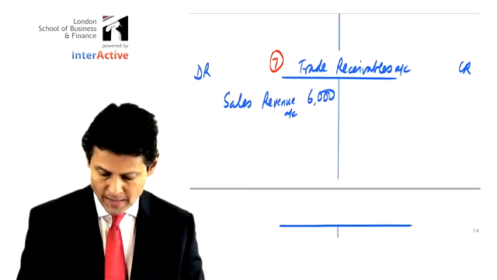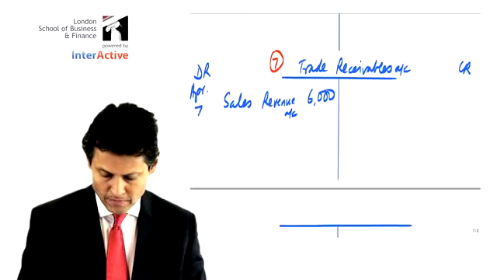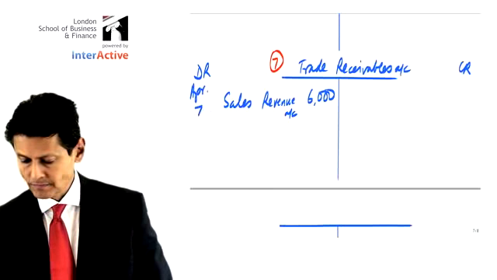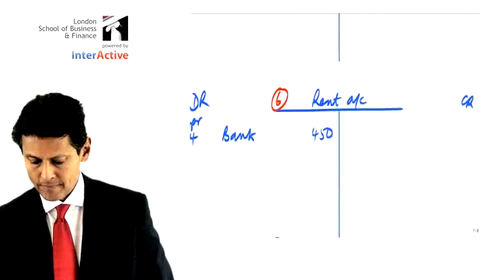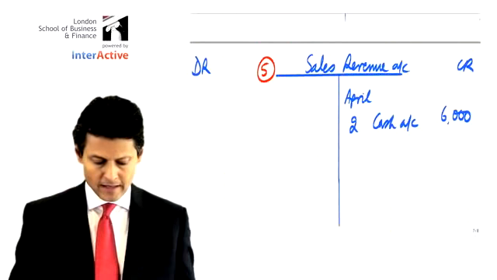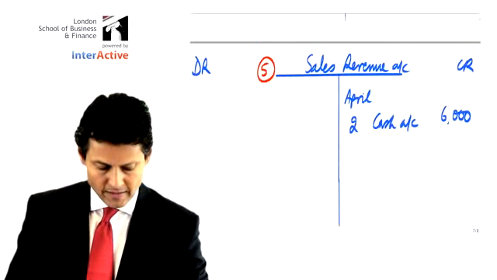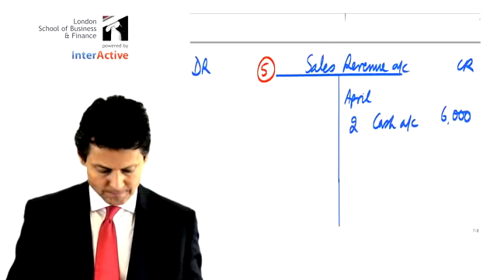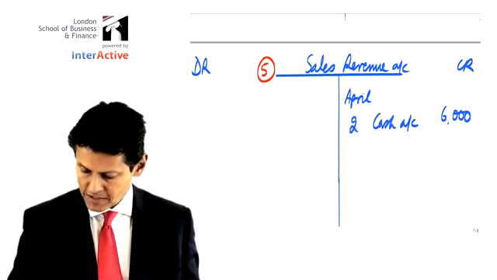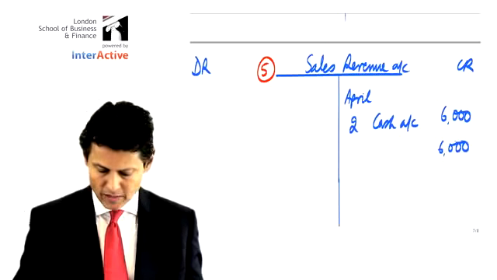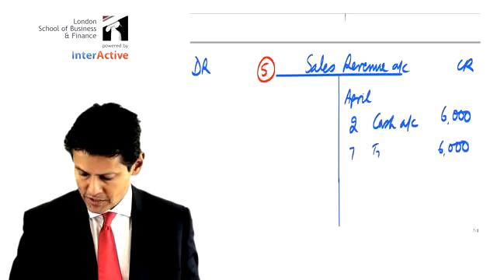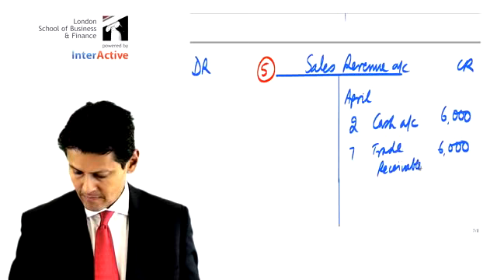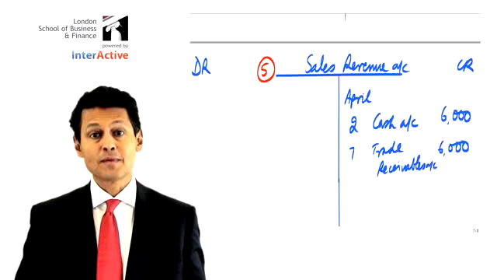which I believe we've opened up already. Let's go back and check that. Yes, indeed, account number 5. $6,000 appears on the credit side of the sales revenue account, as you'd imagine. So here we are, 6,000 goes in there, and we can say April the 7th, trade receivables. It's actually very, very easy indeed, but it does take a few minutes to do.